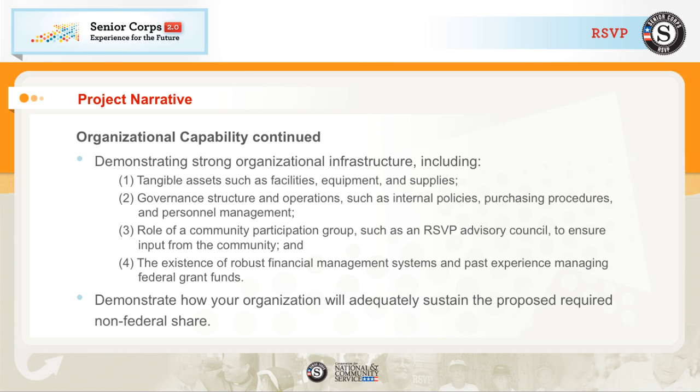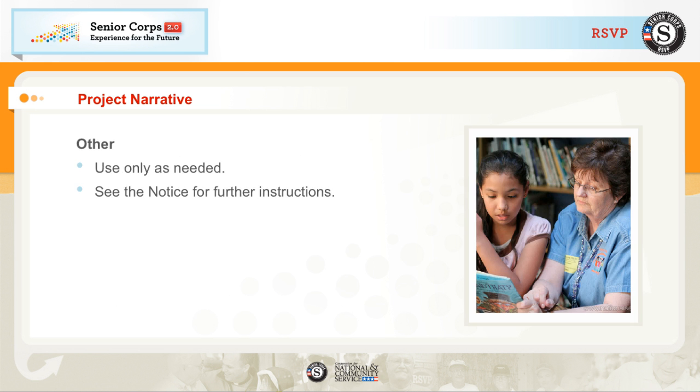The final narrative section in eGrants is simply entitled Other. This section is used as needed to address any additional program requirements that appear in the published Notice of Funding Opportunity, NOFO, or supplemental instructions. Refer to the NOFO for specifics that may pertain to this narrative section. If no specific instructions are included in your notice, you may leave this section blank or simply enter NA.